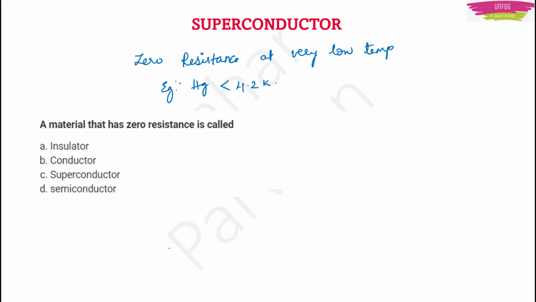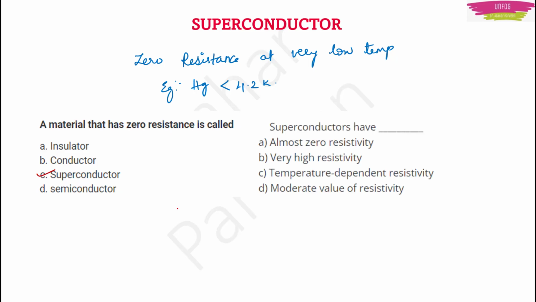Now one question was asked here. A material that has zero resistance is called? It should be a superconductor. One more question could be: superconductors have almost zero resistivity, isn't it? That's why they are superconductors. Resistivity is the opposite of conductivity. You remember that.